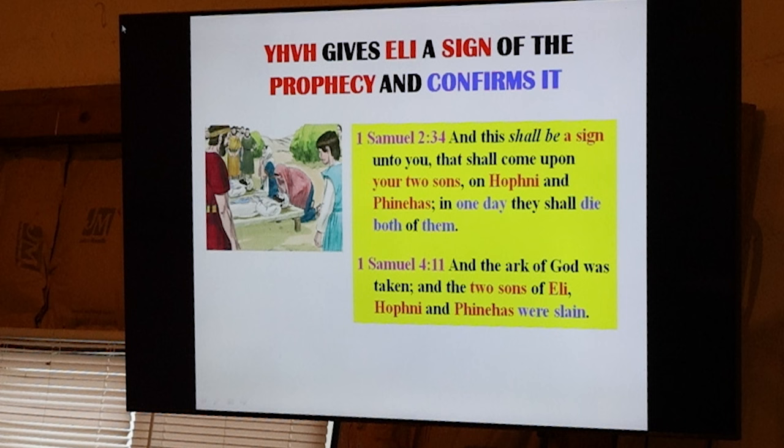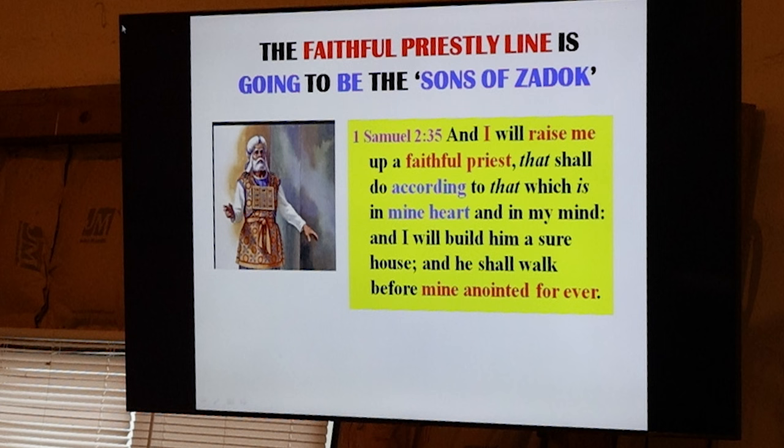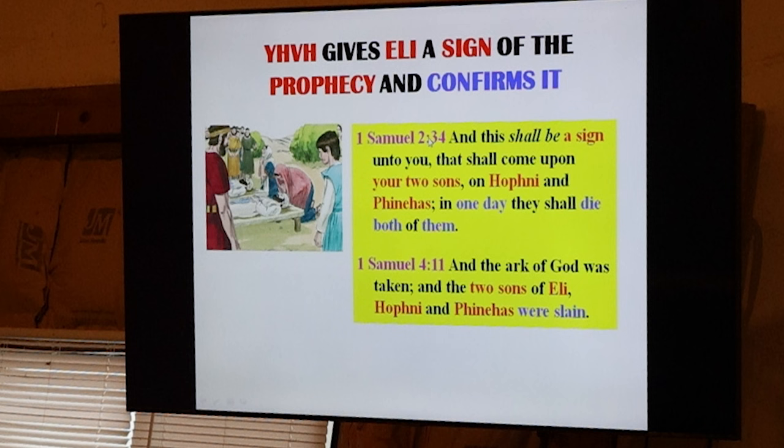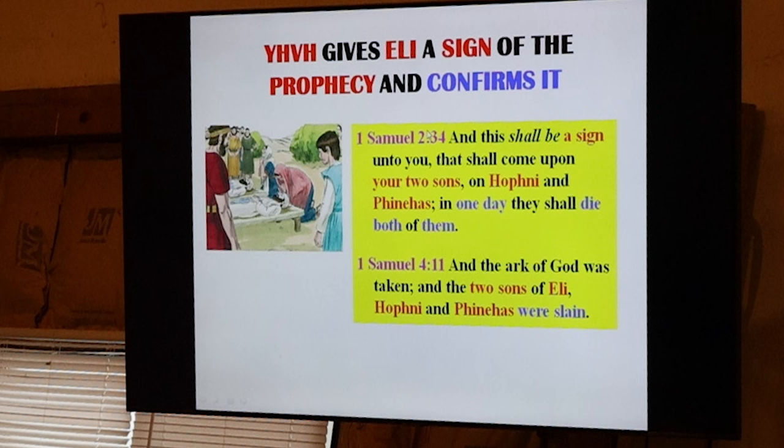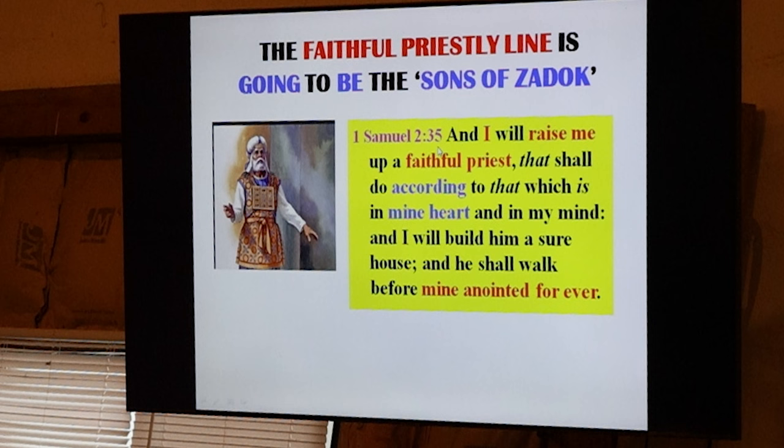All right, so now we have that it happens in 1 Samuel chapter 4, verse 11, that the two sons of Eli were slain. So now we have the prophecy and the confirmation of the prophecy. Once we have the sign of the prophecy in 1 Samuel chapter 2, verse 34, in the very next verse, verse 35, it says, I will raise me up a faithful priest that shall do according to that which is in my heart and in my mind. I will build him a sure house, and he will walk before my anointed forever. So he's proclaiming a judgment on the line of Ithamar, while proclaiming that he's going to raise up a faithful priest or faithful priesthood.